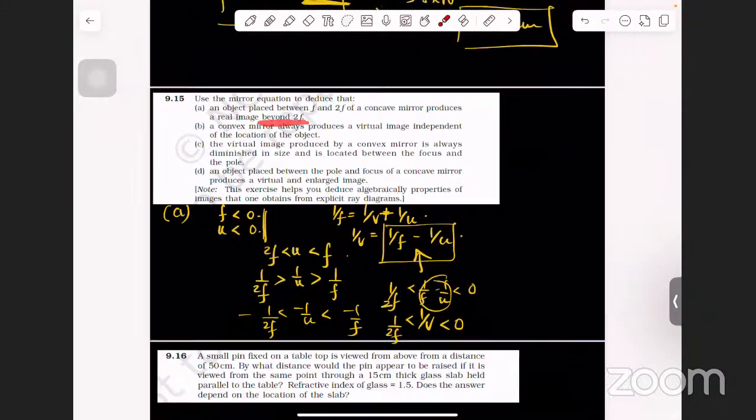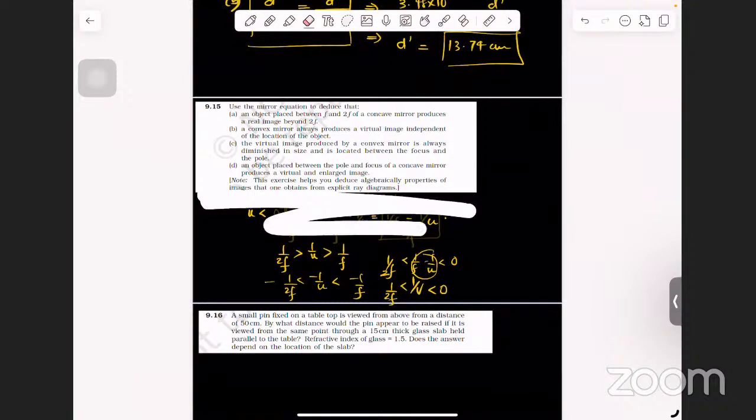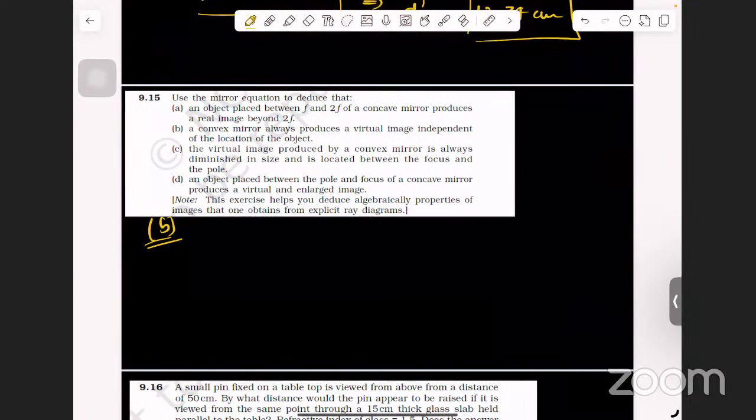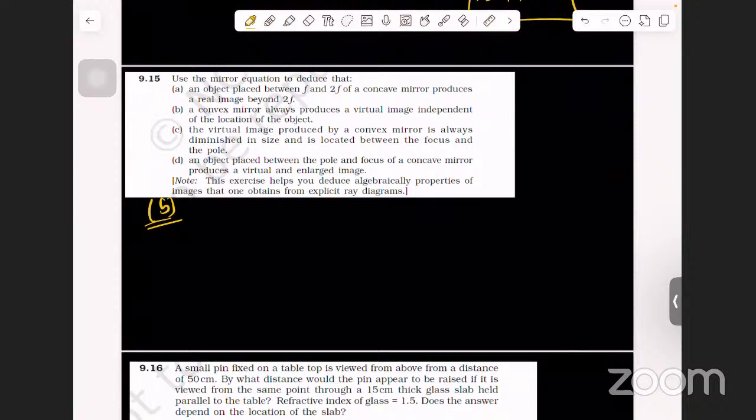Beyond 2f. All right, now let's move on to the second bit. A convex mirror always produces a virtual image independent of the location of the object. Right. Now for a convex mirror, we have F is positive, okay, U is negative.